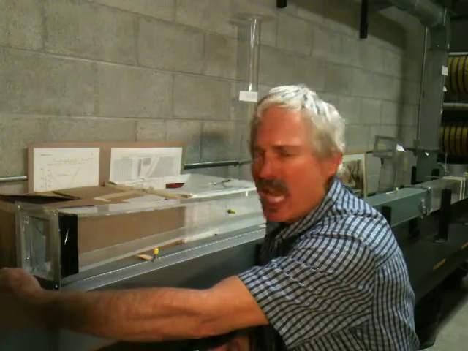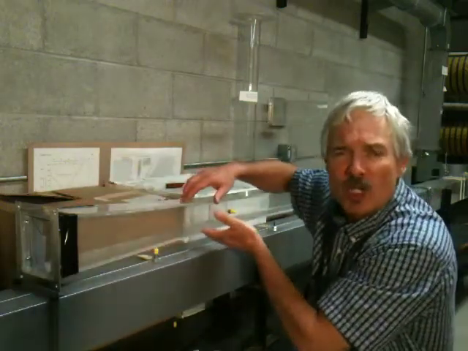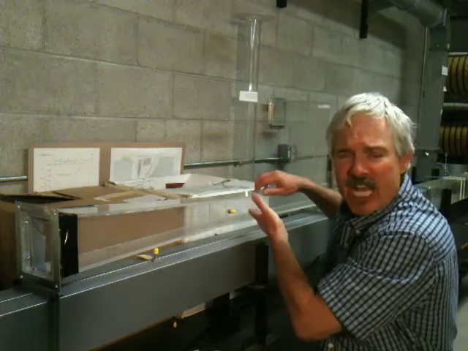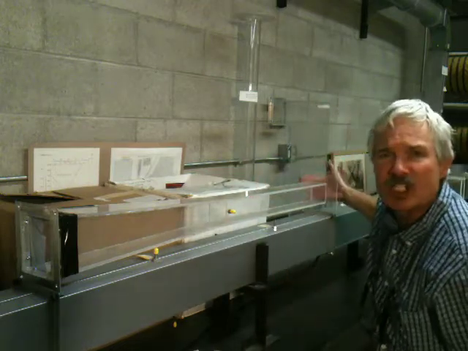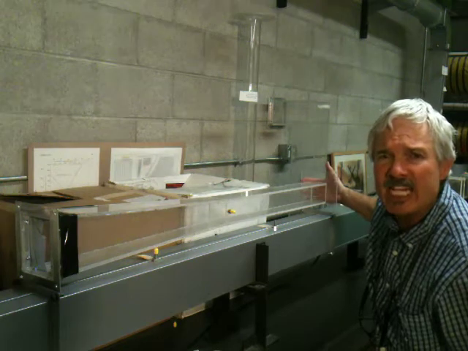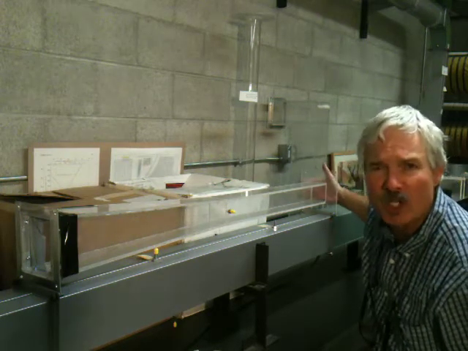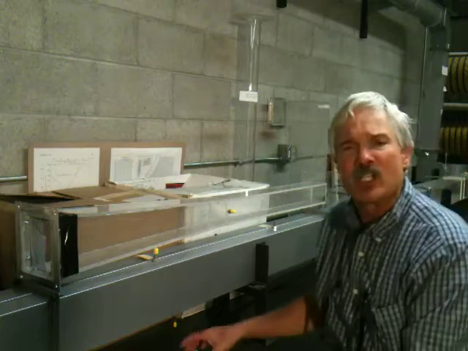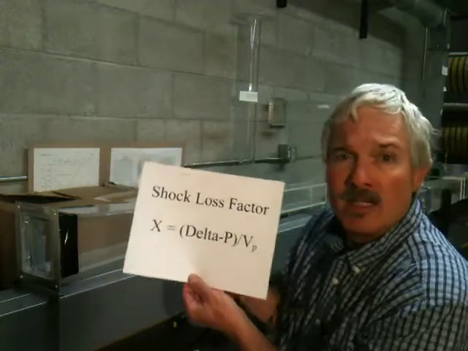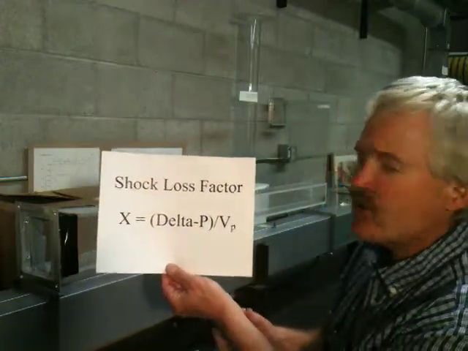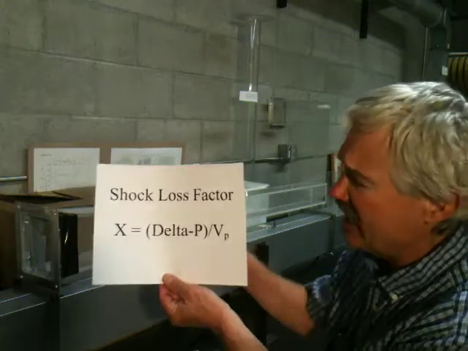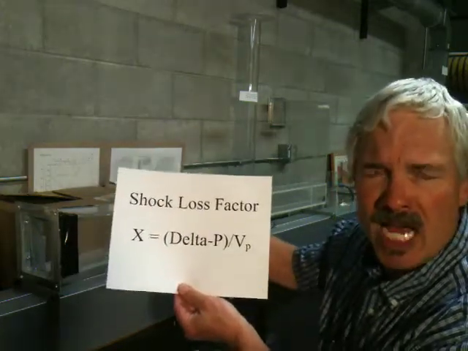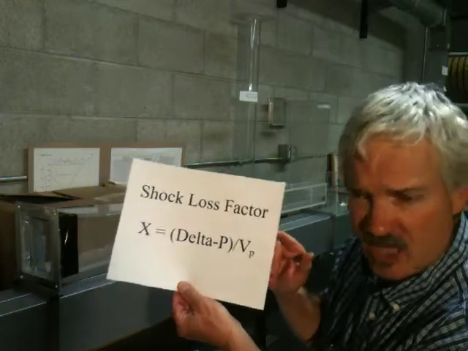So again, this one is kind of interesting. We have air flowing into the original size duct. We go through a gradual contraction to a constant size smaller duct, and then we discharge through what would be considered a sudden expansion from the smaller duct into the original size duct. Once again, we're looking at the shock loss factor here, which is defined as X is delta P, delta static pressure in this case, across the assembled duct here, divided by the velocity pressure.